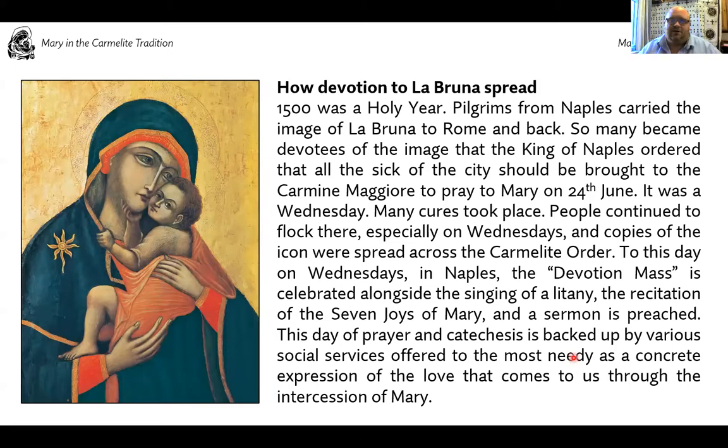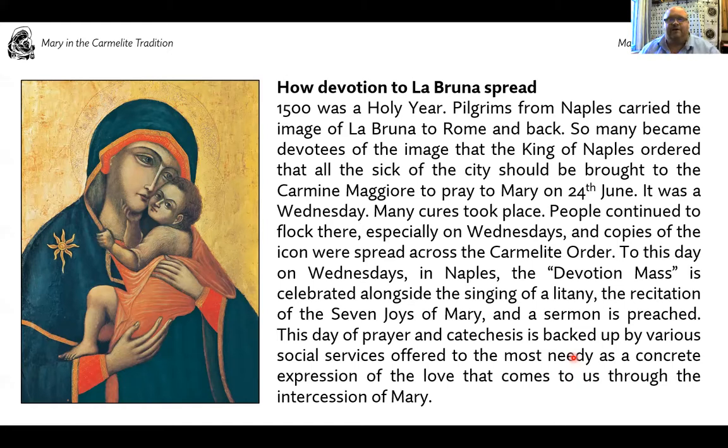And the King of Naples said that the sick ought to be brought and the icon processed around, and many people were healed. And devotion therefore spread. People kept coming, particularly on Wednesdays. And the icon was copied and spread to different houses of the order. So to this day, if you're ever in Naples, go on a Wednesday, because they have the devotion mass there.